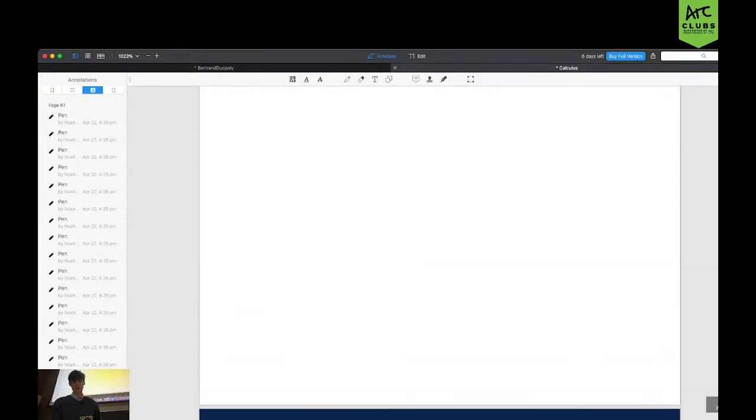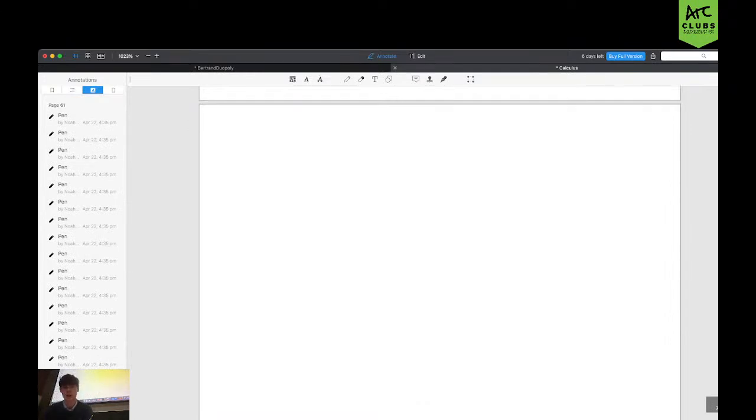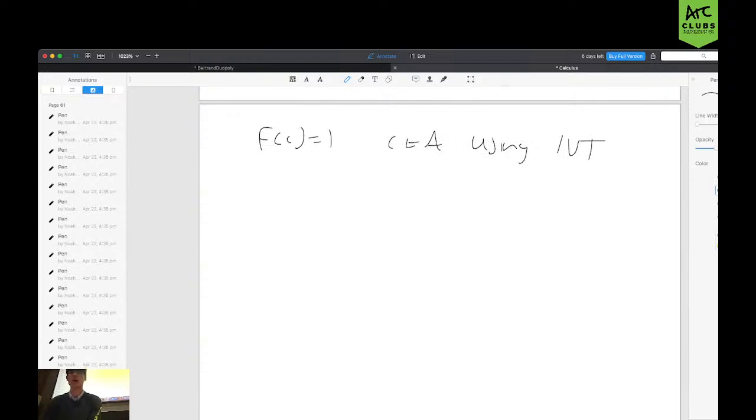All right, so we need to explain why f of c equals 1 for some c in A using the intermediate value theorem. Before we use the intermediate value theorem, there's one important prerequisite. Does anyone know what that is?